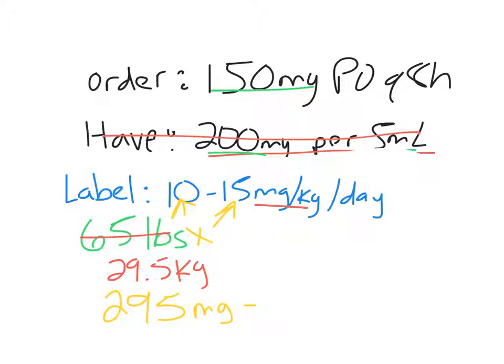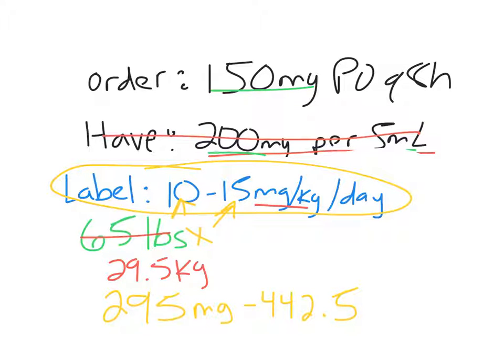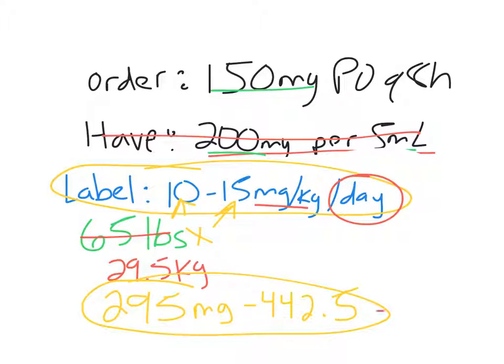29.5 times 15 is 442.5. So this original safe range was just for any patient who's taking this drug, but we multiplied that weight by both numbers so that we could see what the specific range was for my patient. And again, remember that safe range was per day, so that means this is the range that my patient can take per day.